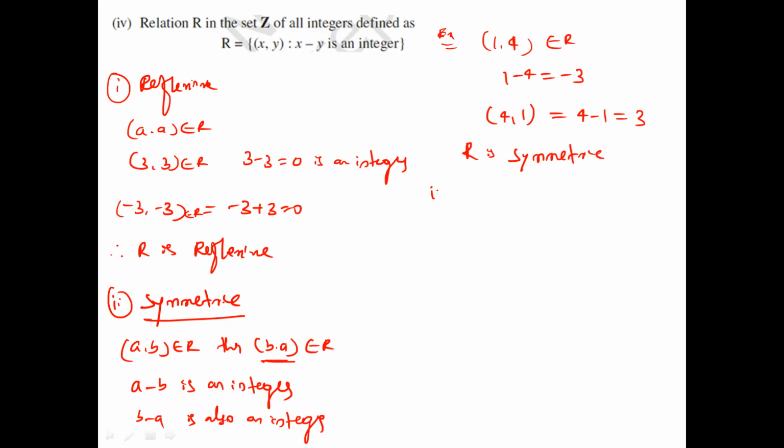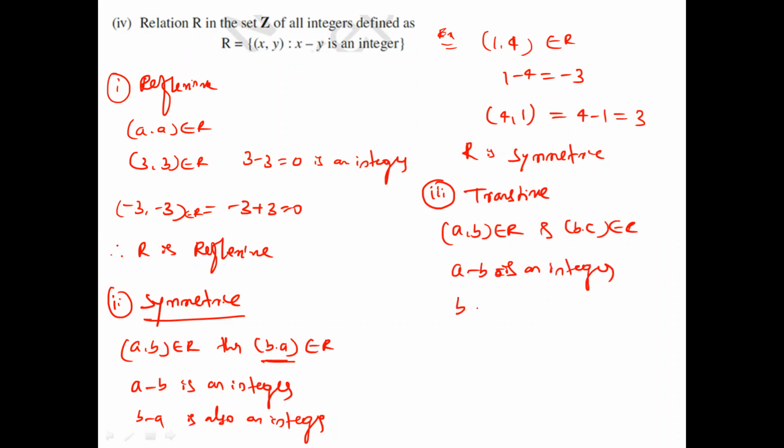Next, the third one is transitive. Transitive means: (a, b) belongs to R, and (b, c) belongs to R, then I have to check (a, c). Now (a, b) means I'll write a minus b is an integer. Next, b minus c is an integer.